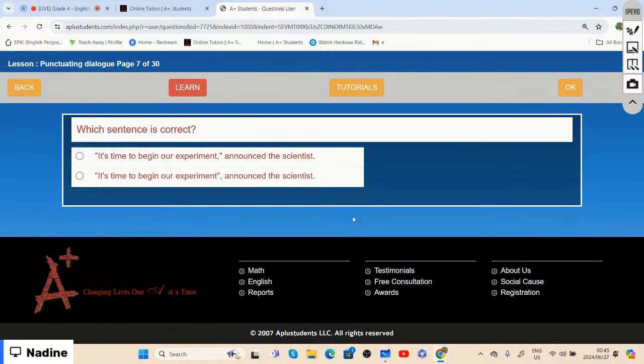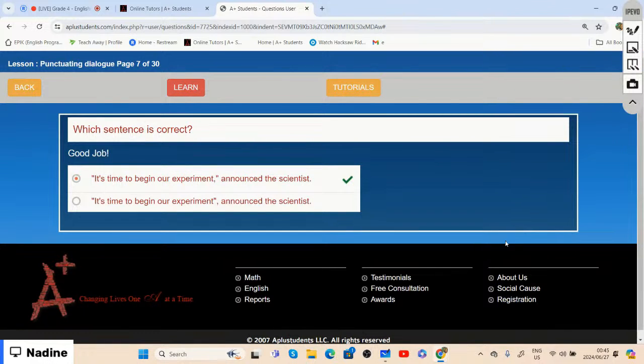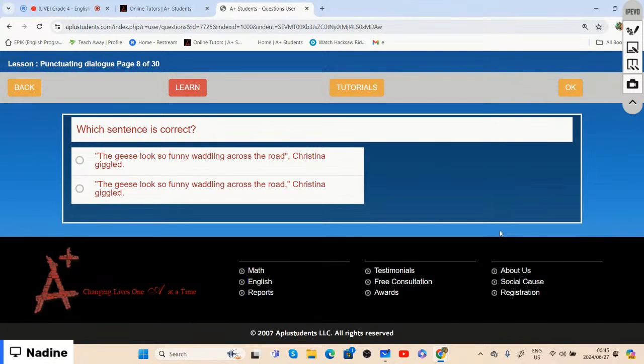All right, then if we were to choose the correct one, we would choose option one. So well done. All right, let's do the last one. It says, which sentence is correct? Option one, "The geese look so funny waddling across the road", and the comma is outside of the quotation mark, Christina giggled. Or option two, "The geese look so funny waddling across the road," Christina giggled, and the comma is inside of the quotation mark.